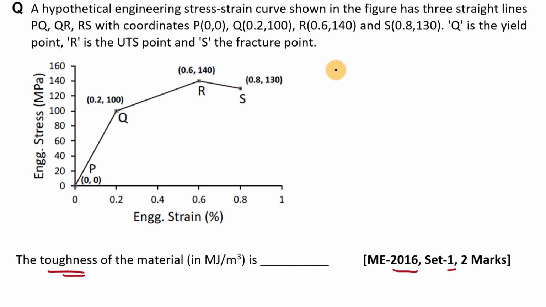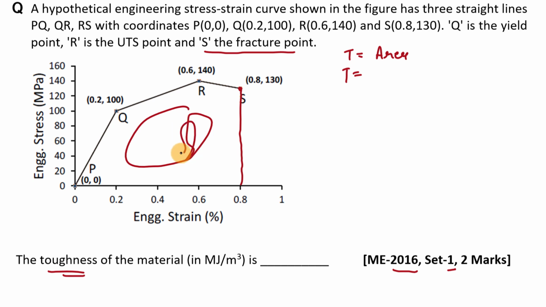Now see, in the first question of this video we have discussed that toughness is equal to area under stress strain curve up to fracture point, and here S is the fracture point, so this point is fracture point, and to find out toughness we have to take this area under this stress strain curve, so we have to take this whole area.